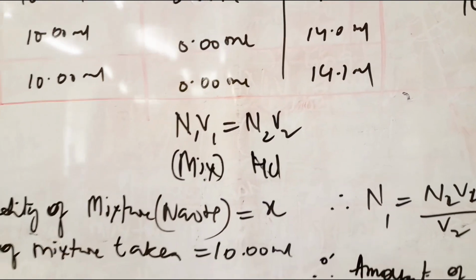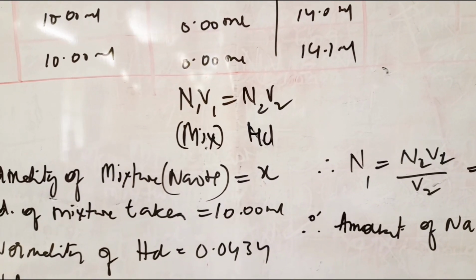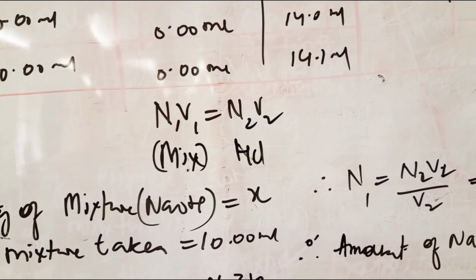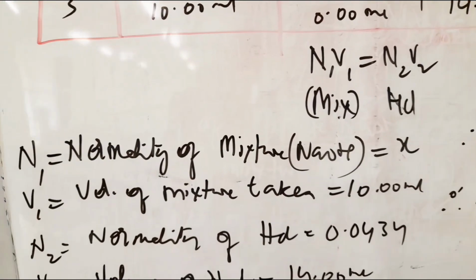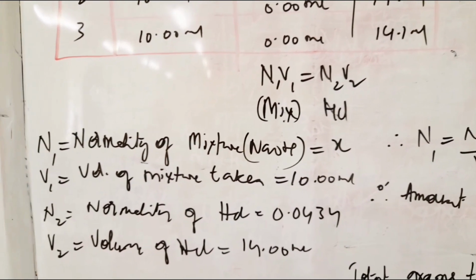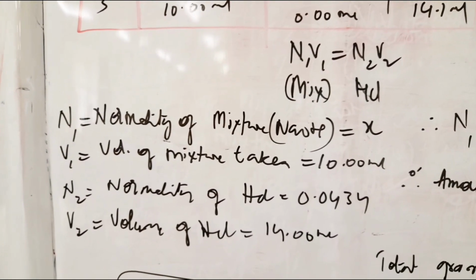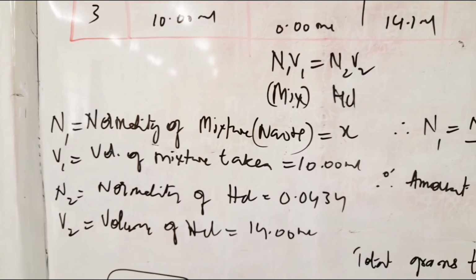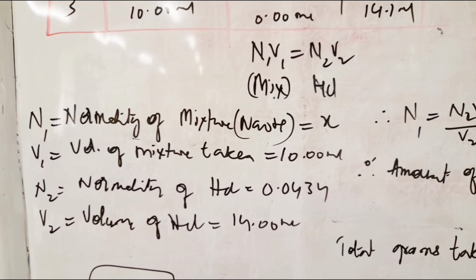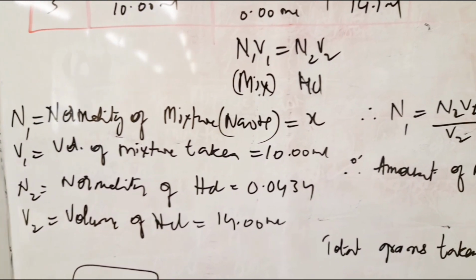Now, as per the formula, the law of equivalence, N1V1 equals N2V2, where N1V1 can be regarded as the mixture, and N2V2 as the hydrochloric acid. N1 is the normality of the mixture containing sodium hydroxide, because it reacts first; that is unknown, we have to find it out. V1 is the volume of mixture taken, that is 10 ml. N2 is the normality of HCl, that is 0.0434, which was already found in the previous part 1. And V2 is the volume of HCl consumed, that is 14 ml.